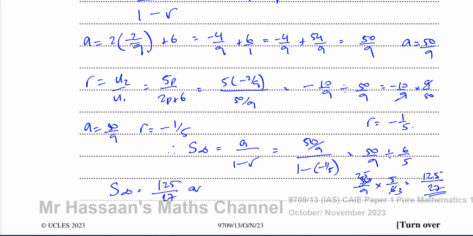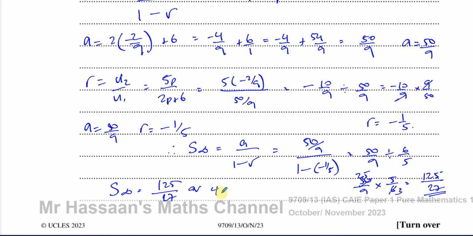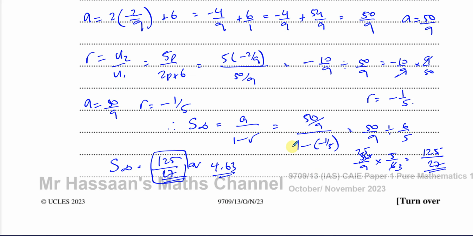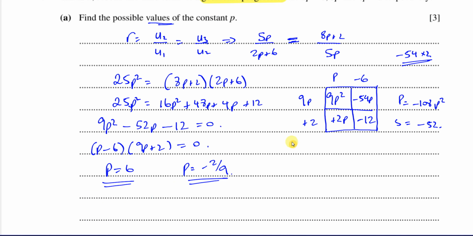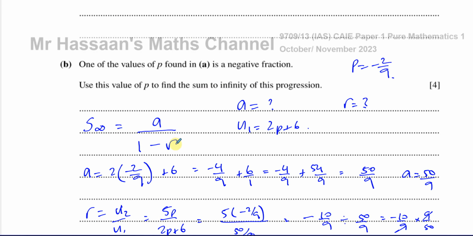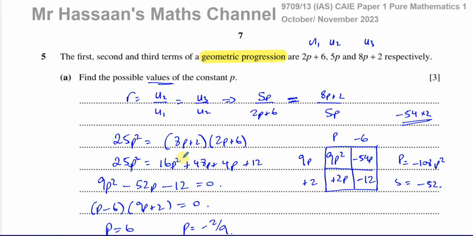We can leave it like that, or we can write it to 3 significant figures. 125/27 gives us 4.63. Both of those are fine. I personally leave it in this form. That's also acceptable, unless it says exact value. So there we have the sum to infinity of this geometric progression. And the sum to infinity only exists when the common ratio has a magnitude less than 1, which we have, as we've worked out. So there's the answer to number 5.